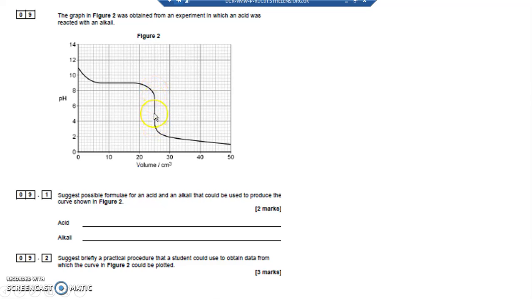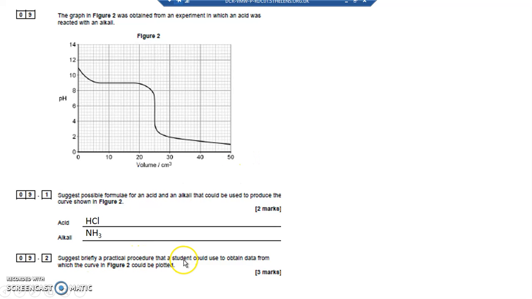And then when it hits the end point or the equivalence point here, when equal numbers of moles of my alkali and my acid react, I'm getting a sharp change in pH here, and then it's coming down rapidly. It's not coming down slowly from that point, it's coming down quite rapidly. So that's another piece of evidence to show that it's a strong acid. So I've got a strong acid and a weak alkali, something like HCl, hydrochloric acid, and ammonia, NH3.